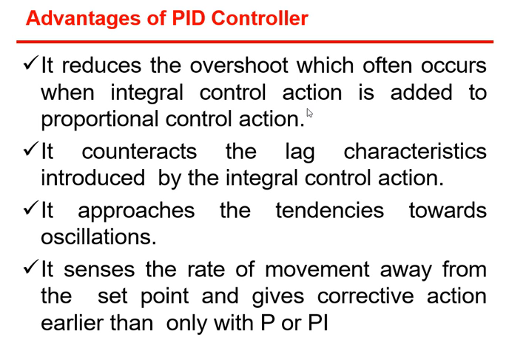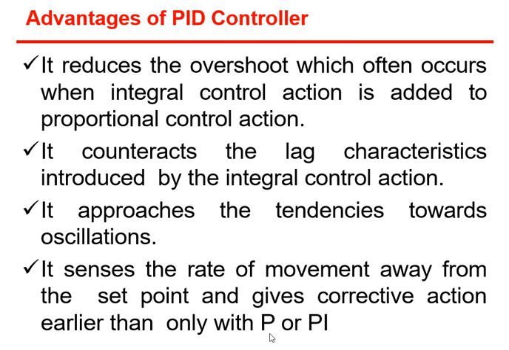It reduces the overshoot, which often occurs when integral action is added to the proportional control action. Why does it reduce the overshoot? Because derivative action is there. Okay, so it counteracts the lag characteristics introduced by the integral control action. Then it removes the tendencies towards oscillations. It senses the rate of movement away from the set point and gives corrective action earlier than with only P or PI.